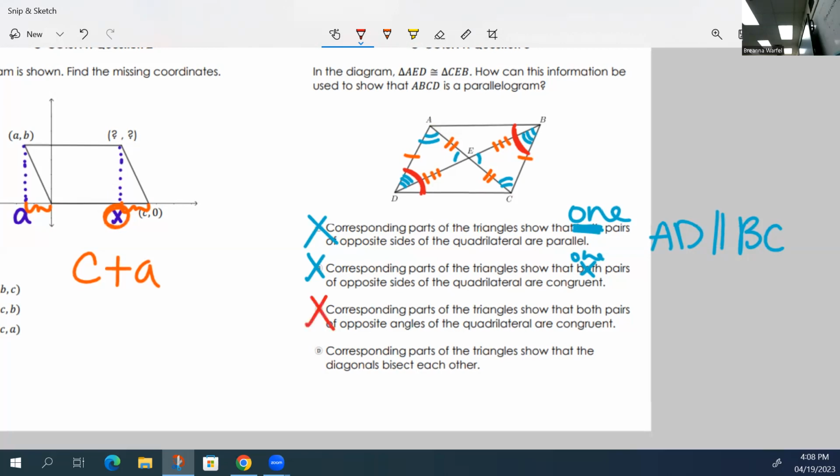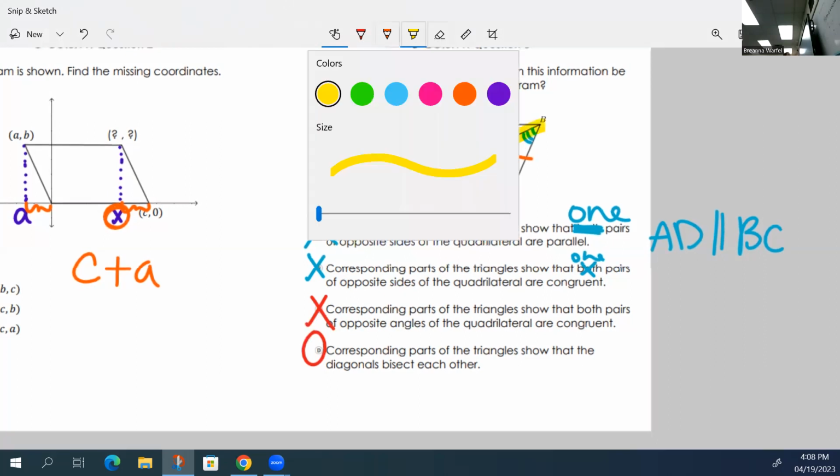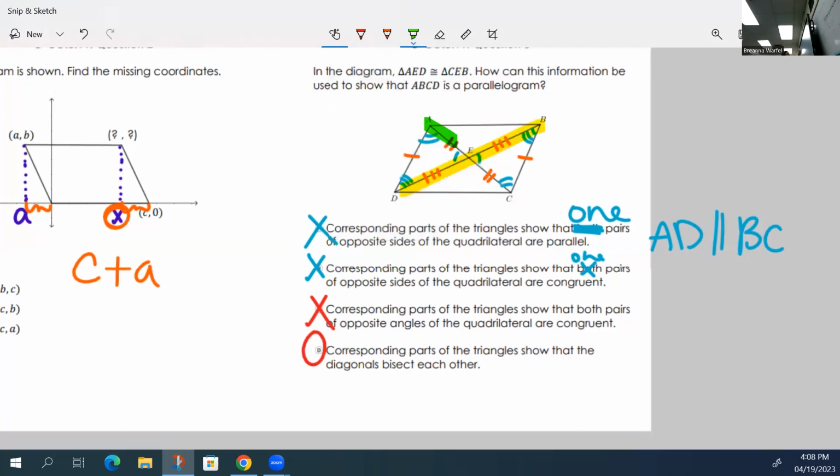So the only option is D. So now let's look at it. Corresponding parts of the triangle show that the diagonals bisect each other, and they do. So if you look here, remember, these are your diagonals. Okay, this part and this part are equal. Your other two parts are equal, so they bisect each other. So that's why the answer is D. And we're finally done.